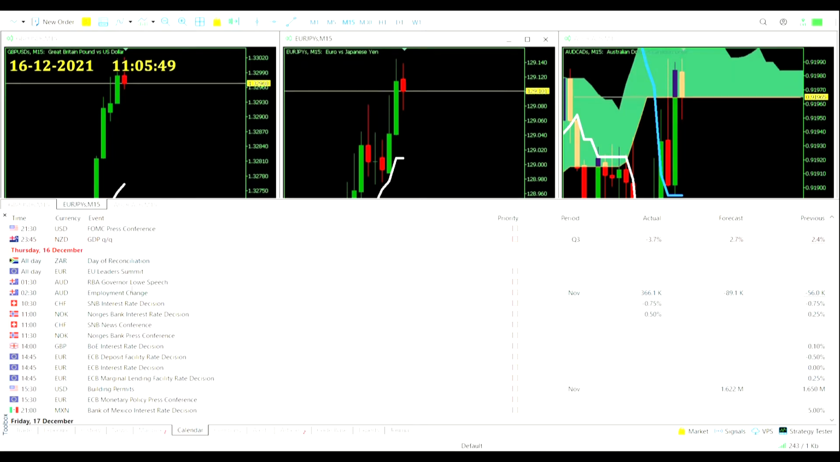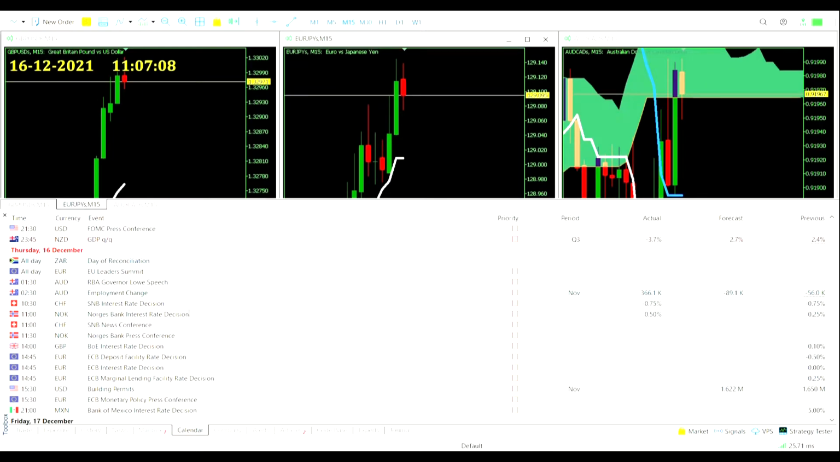We had a speech from Governor Lowe on the Aussie dollar at 1:30, followed by employment change numbers at 2:30. It was a real nice beat for Australia. They were forecast to lose 89,000 jobs, but managed to add 366,000. Very nice for them, although I would say never trust the MetaTrader forecast for jobs numbers. Certainly when the NFP, ADP, those concerned, wrong. Don't really know why, but there we go.